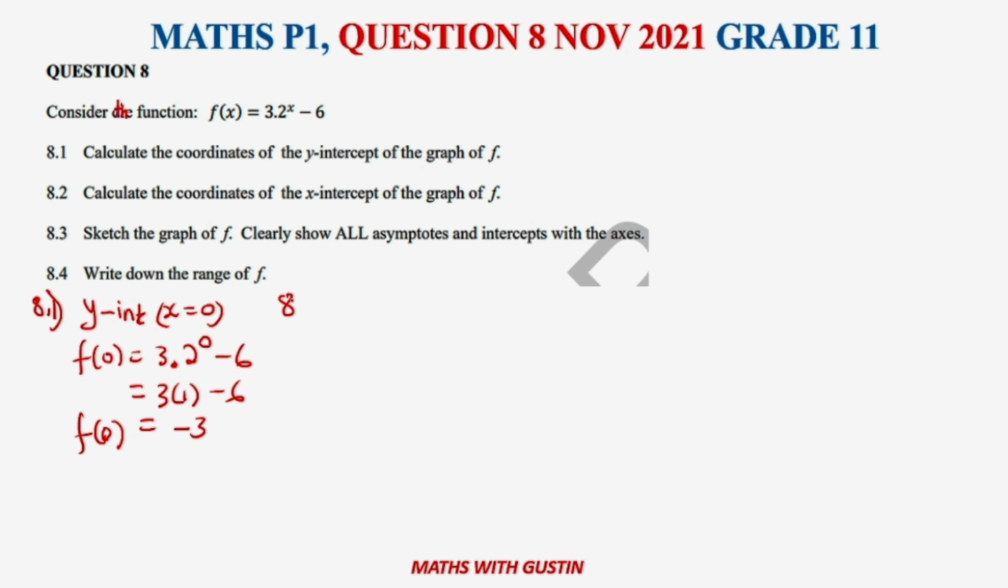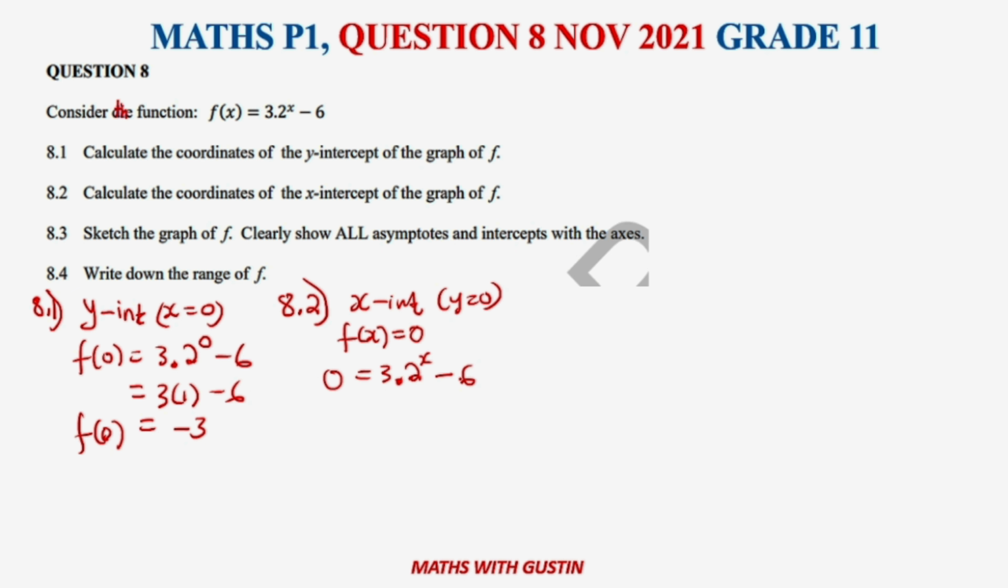So that's our y-intercept for this function. And then 8.2 says calculate the x-intercept. We get it when y is equal to 0. So in this case f of x is going to be equal to 0. Therefore 0 is equal to 3 times 2 to the power of x minus 6.